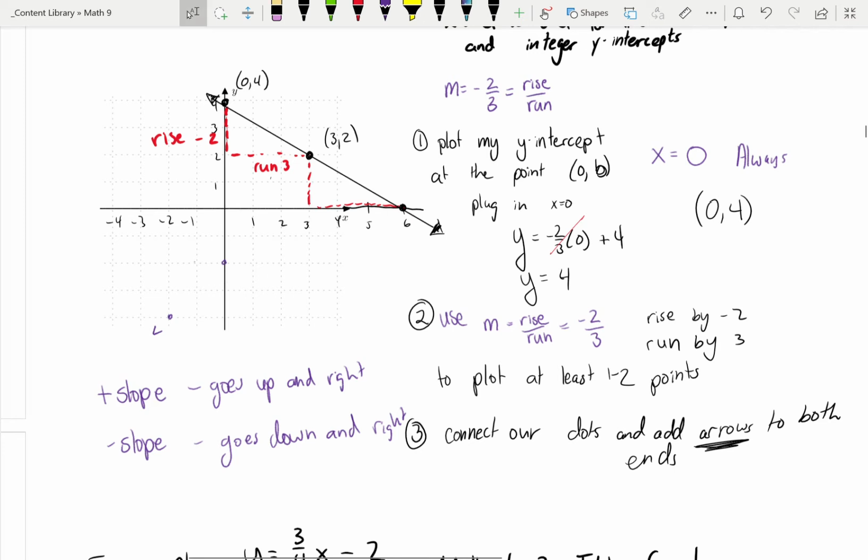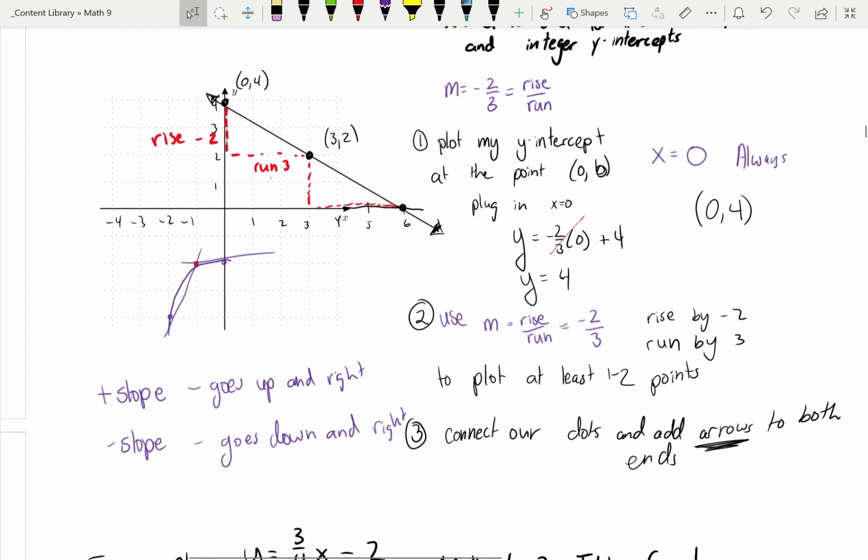If one of my points is wrong, say I accidentally plot the points here, now you can see there's no way that I can connect these 3 dots with a straight line. Whereas before I could easily connect them, I now have to either go like this, or go like this, or it has to curve.